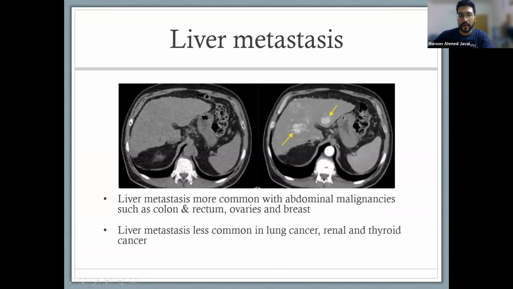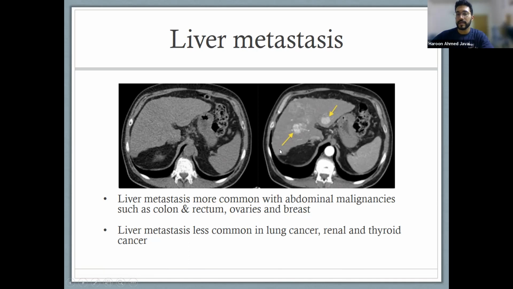Again, over here, they do a contrast CT. These areas light up, so they know that this is a metastasis to the liver. They're saying that abdominal malignancies usually metastasize to the liver most often. So the question is typically going to be about colon cancer. If a person has colon cancer, what are you going to do? You're going to do a CT of the liver. If not CT, what are you going to do? MRI of the liver. Why?